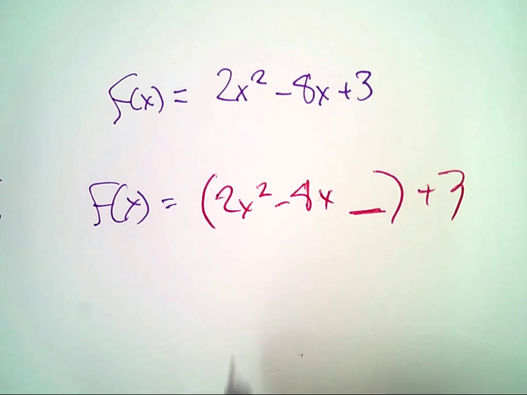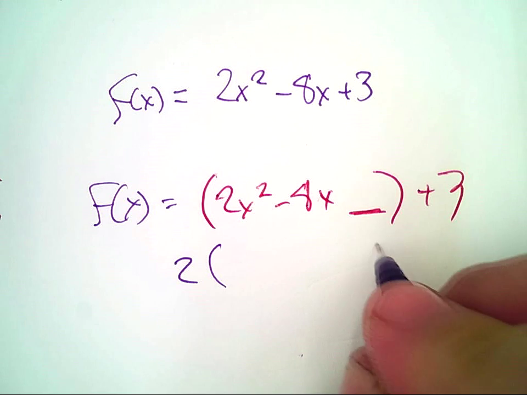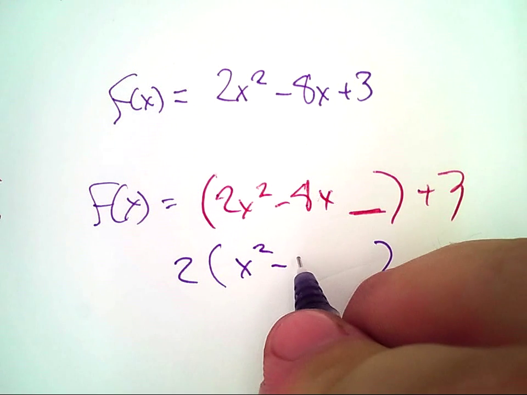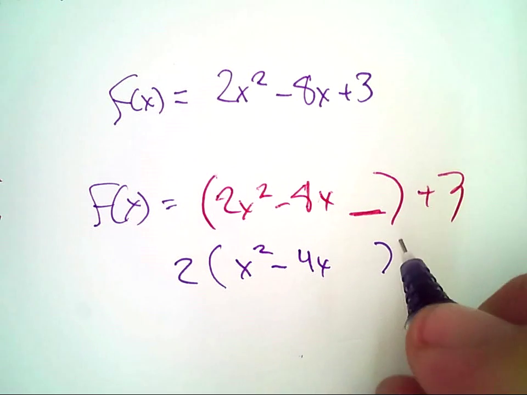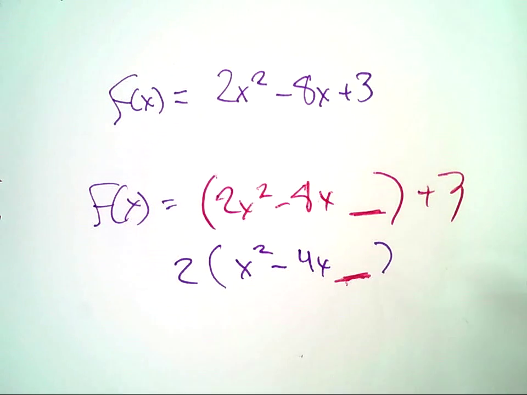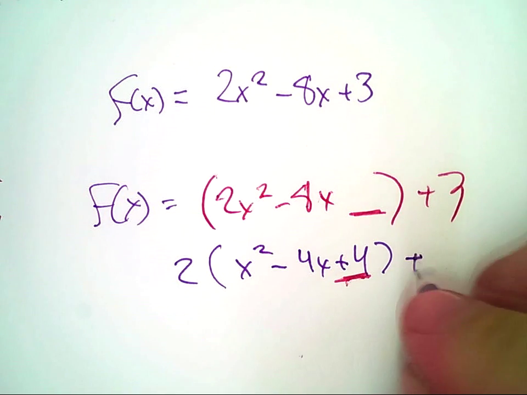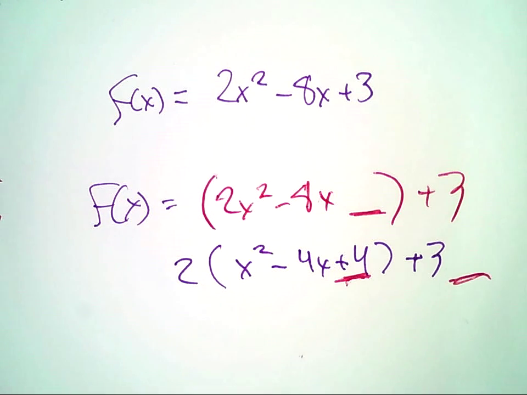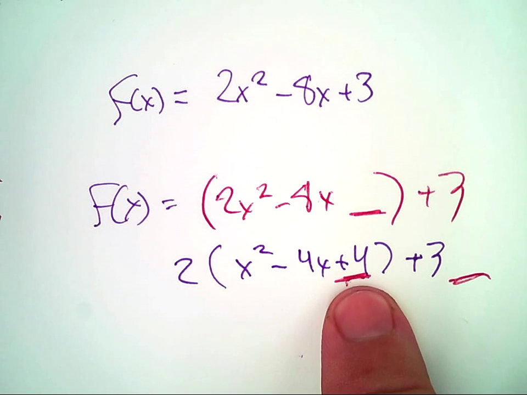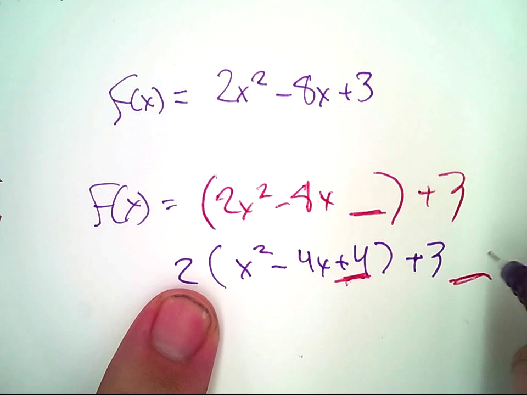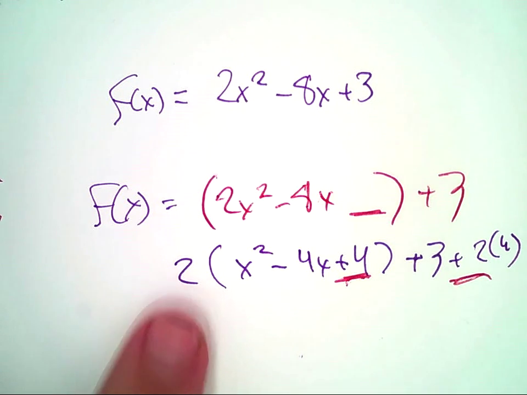So how do I rewrite it now? 2 times x squared minus 4x, and then what's going to go in our blank? I don't think 16 goes in there. Plus 4. And then we have plus 3, and how much did we just add? Did we add 4? We added 2 times 4, didn't we? So I'm going to write plus 2 times 4. You all know that's 8.